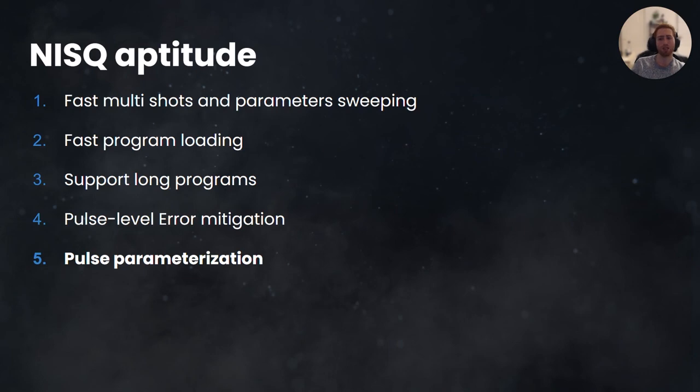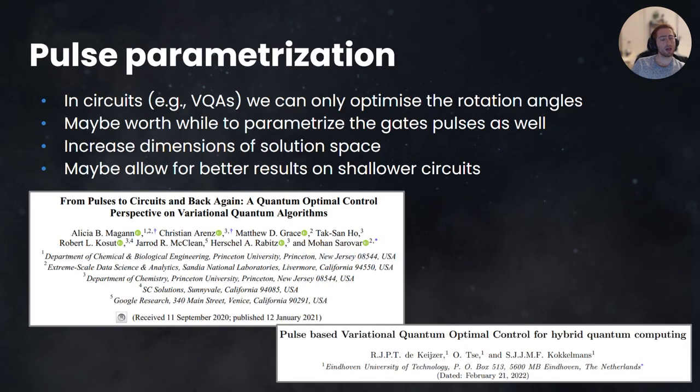Another example is pulse parameterization. So a lot of NISQ algorithms, for example, VQAs, like VQE or QAOA, optimize some parameter which affects the rotation angles, right? And that's it. That's all you can play with, the angle of the rotation gates. But under the hood, in the pulse level, we have so much more freedom. We can change and parameterize the pulse amplitude and duration and frequencies, right? And that adds more dimensions to the solution space. Maybe we can implement some of those algorithms, or algorithms that are inspired by those algorithms, in pulse level, right?